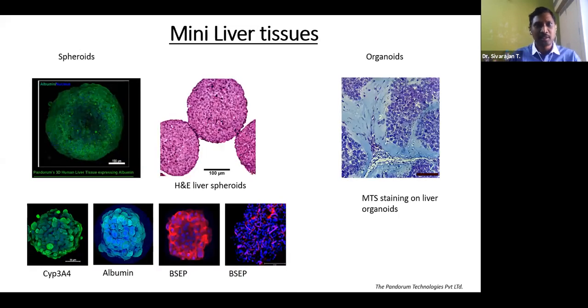Due to a confidentiality agreement with Pandorum, I cannot show all the data that I did at Pandorum, but there is some data that I can share which is publicly available. Here on the left side, you can see a Pandorum liver spheroid, an H&E cross section of that, and this is the mesenteric staining where you can see the islands of hepatocytes within the larger tissue, and some staining of liver specific markers which otherwise in 2D you will not see, like CYP3A4, albumin, and bile secretory excretory protein, which form channels within the tissue.